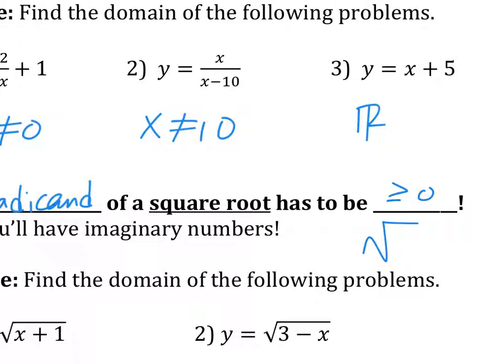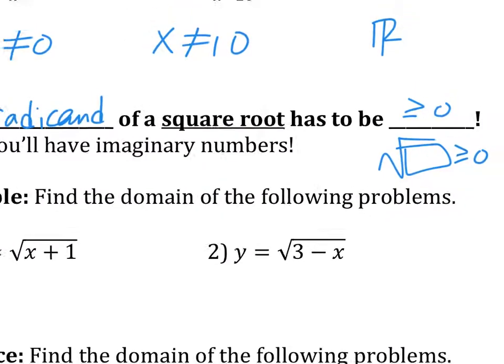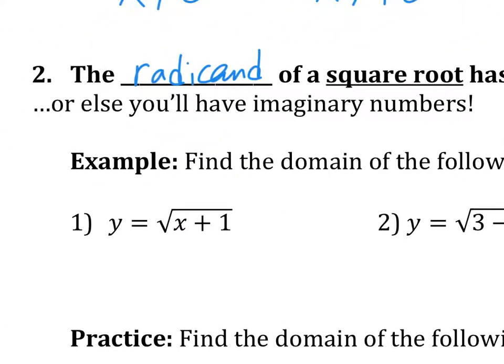What is a radicand? The thing inside. So this thing inside has to be greater than or equal to 0. What happens if it's less than 0? Less than 0 means you get imaginary numbers, right? Because it's inside the square root. Negative numbers get square root. Okay, I'm sorry, imaginary numbers.